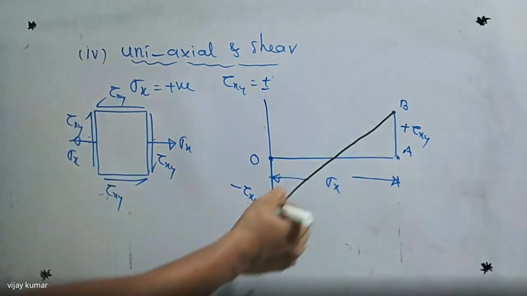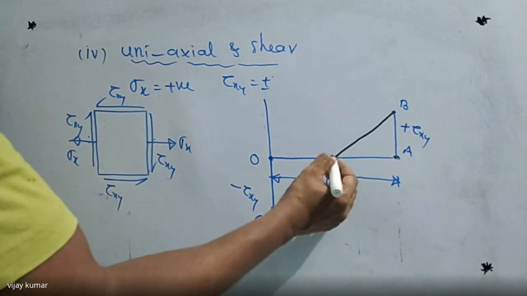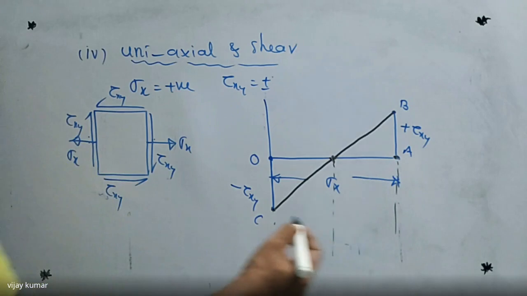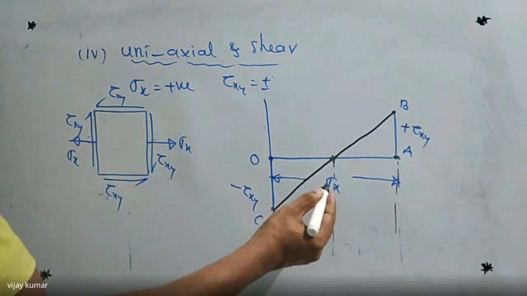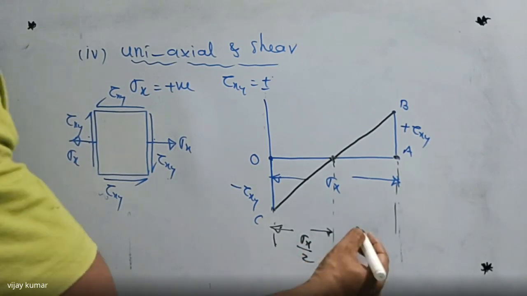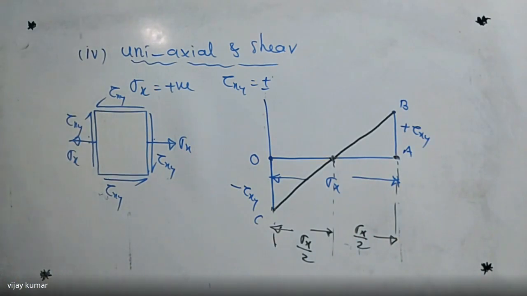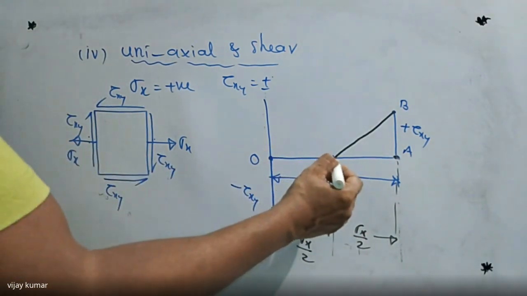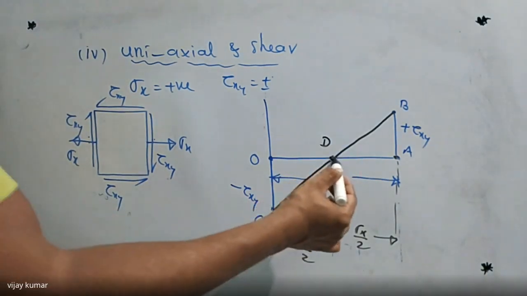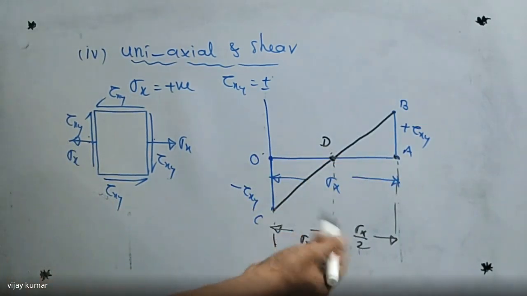If both are having the same magnitude, this line exactly intersects the horizontal line OA at the center. So what is this total value? Sigma x. Half of this value is sigma x by 2. It is also sigma x by 2. This value is nothing but C, and I am taking it as D. So OD and DA both are the same, sigma x by 2.